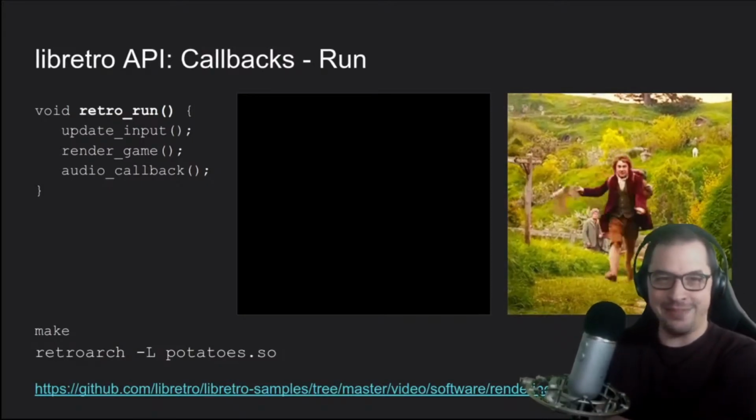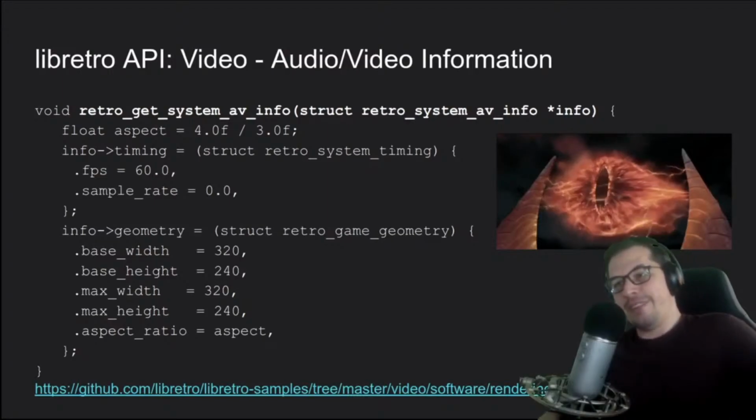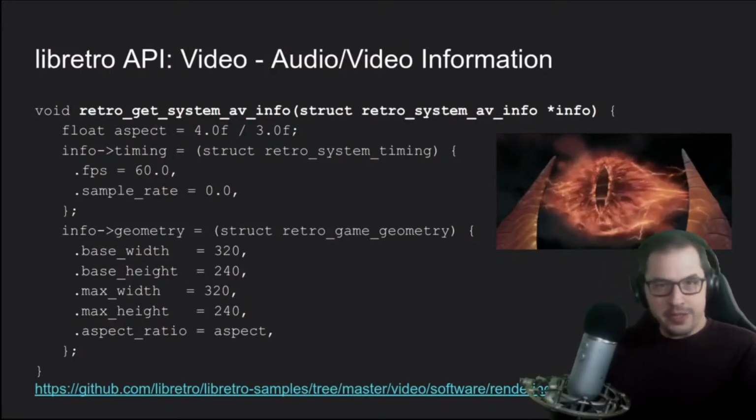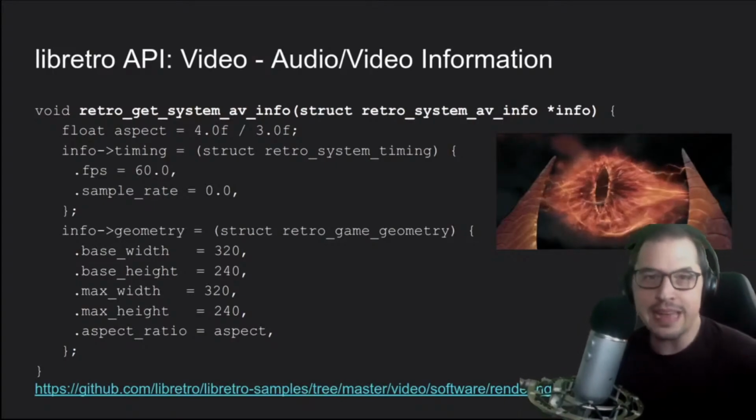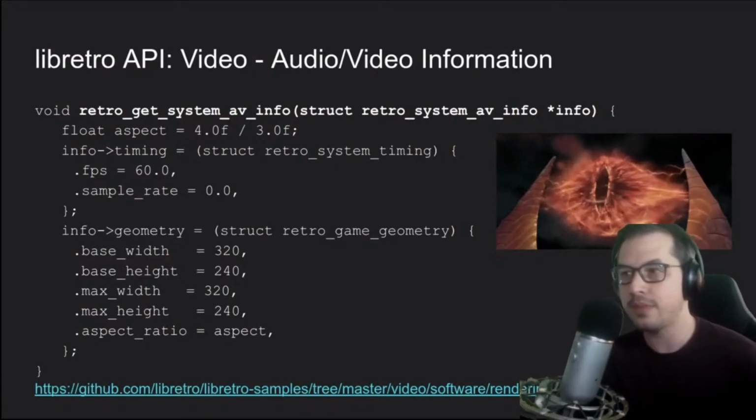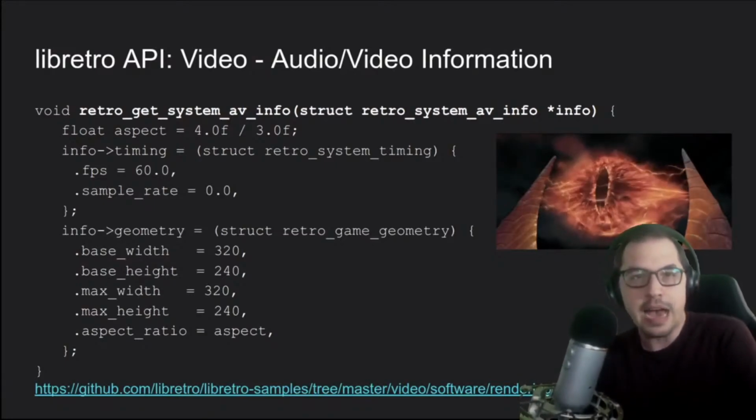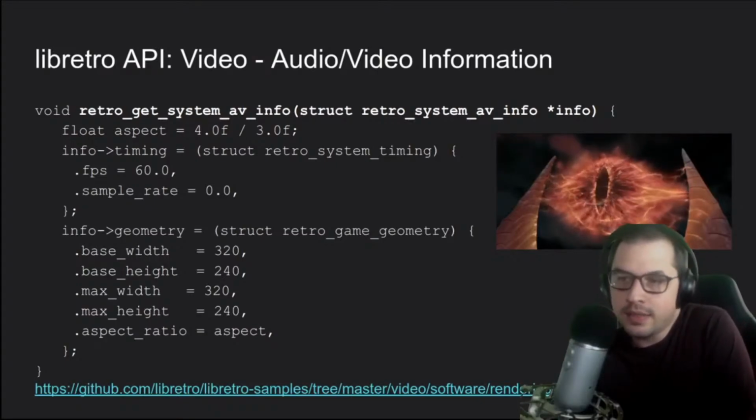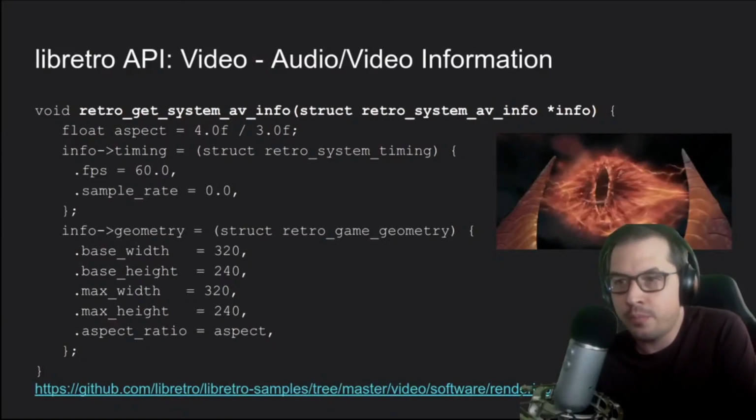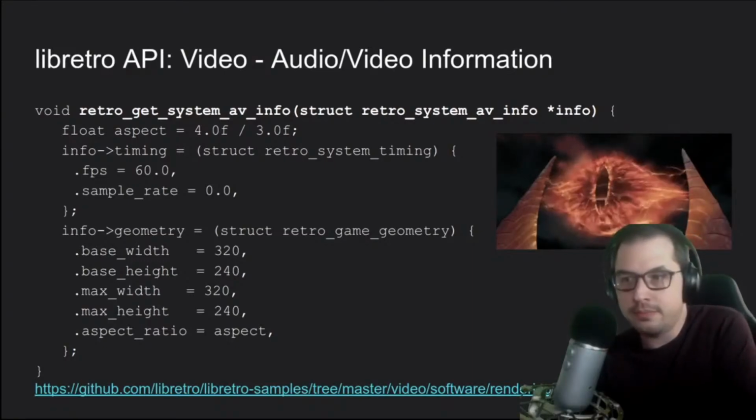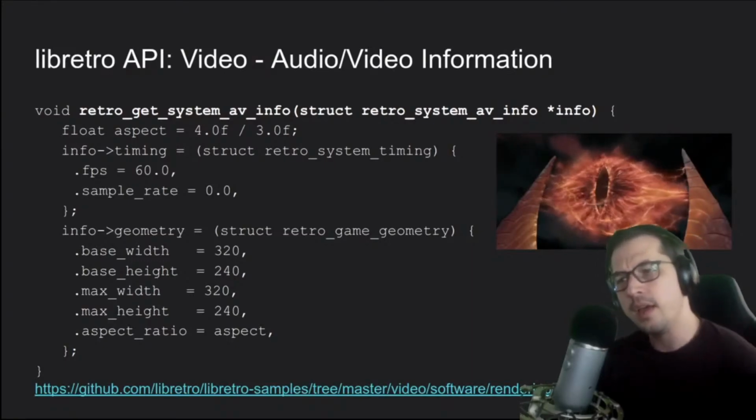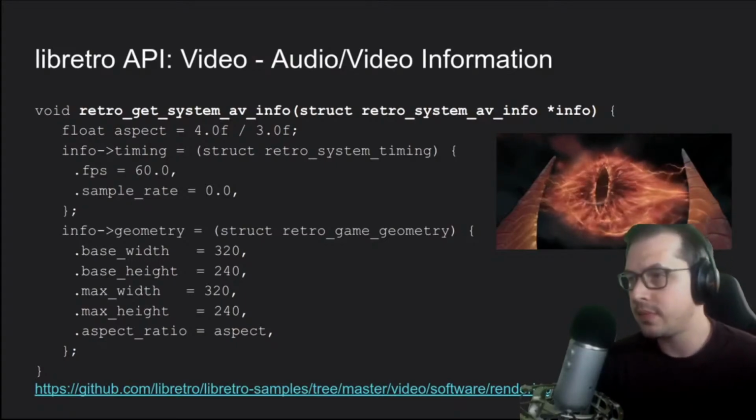But yeah, let's get some video happening here. Video is really important. So if we're wanting to display something in our core, we use the retro get system av info callback. This will set up how many frames per second that retro run callback will be called. In this case, we're setting it to 60, so 60 frames a second. We're also setting the width and height of the core, how the video will be shown. In this case, 320 by 240 is good.